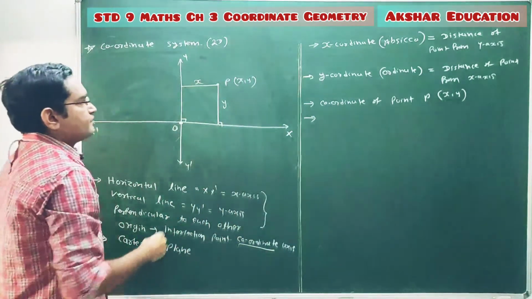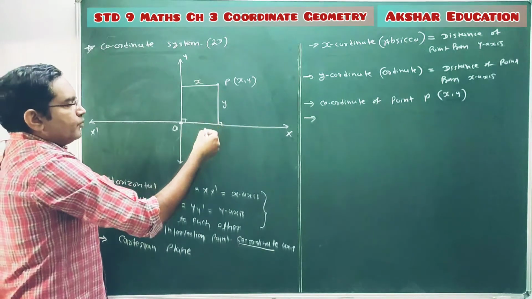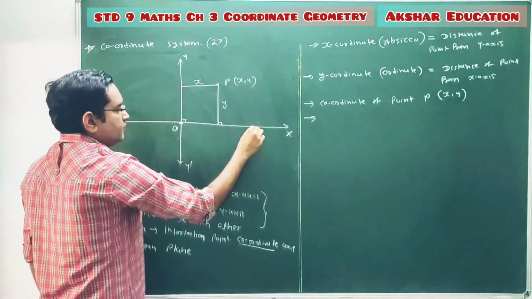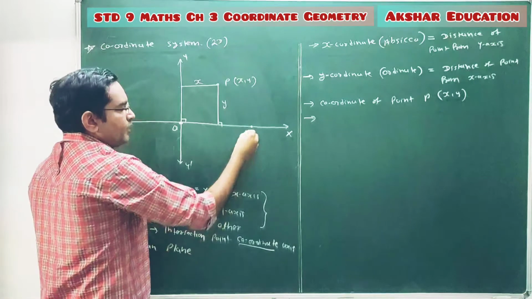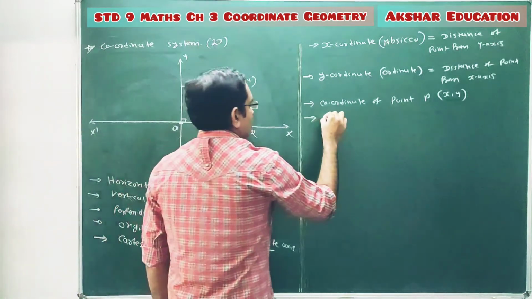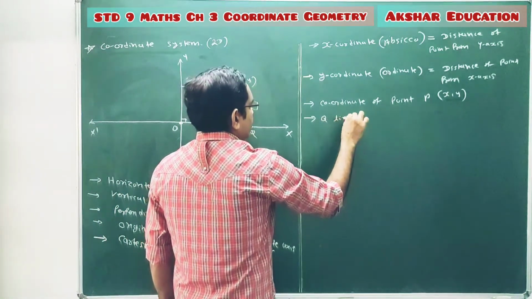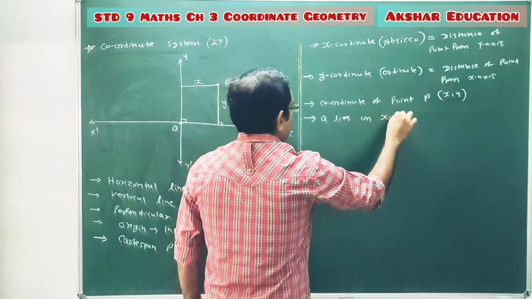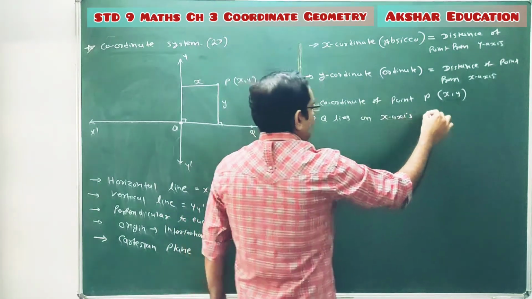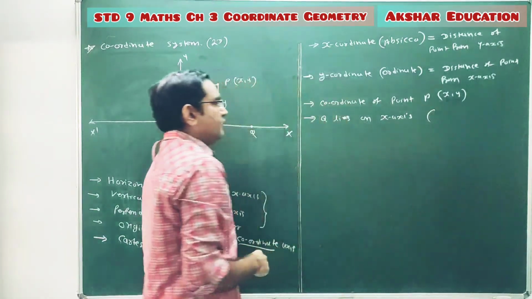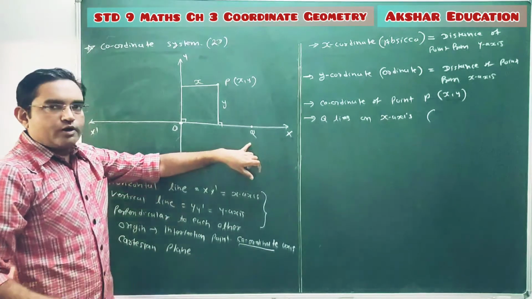Now next one. Suppose one point Q is there. This is point Q. So now point Q lies on the x-axis. Now, if the point lies on the x-axis, can you describe the location of this point Q?